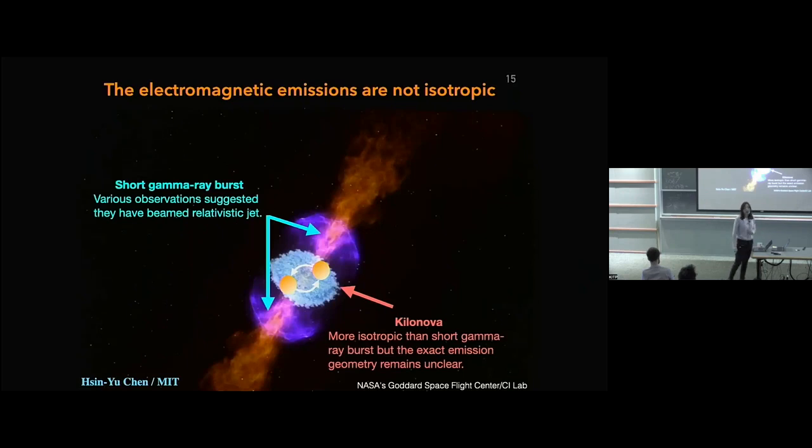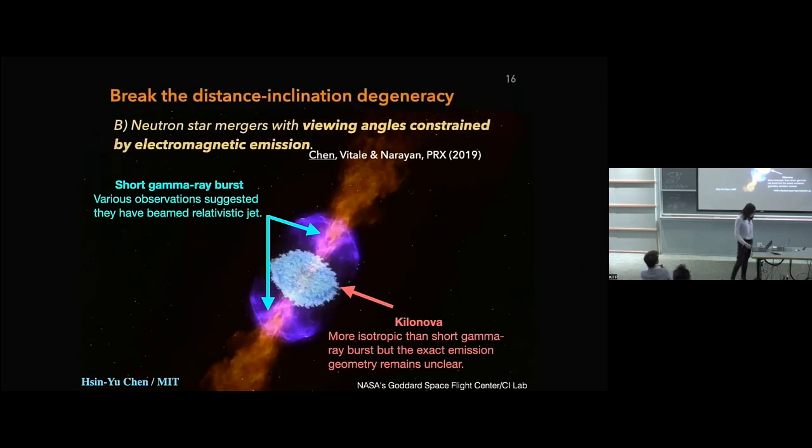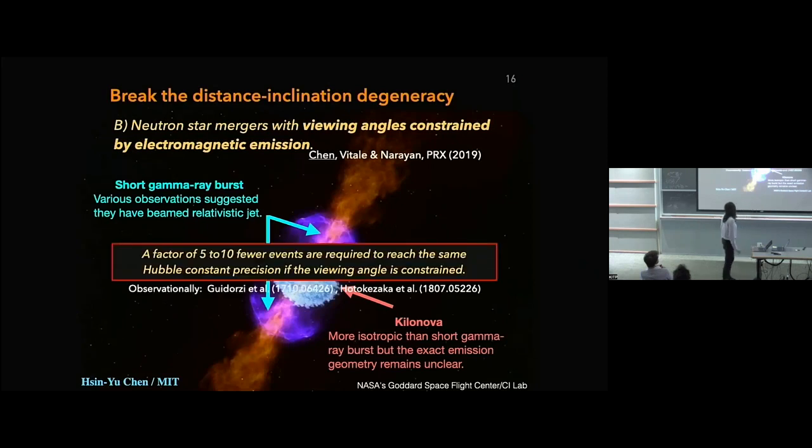So let's say now you try to interpret your electromagnetic counterpart observations. You can try to put constraints on the inclination angle of the system, just by interpreting those observations. And if you do so, we found that you will need a factor of 5 to 10 fewer events to achieve the same kind of H-naught precision if that extra information from the EM side is provided. And this approach has already been applied to the GW170817 observations.